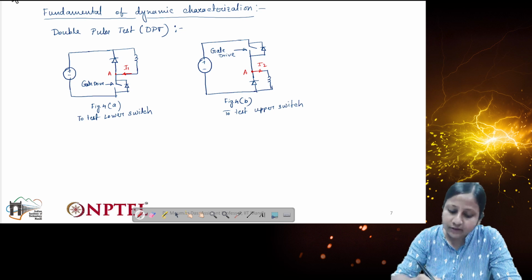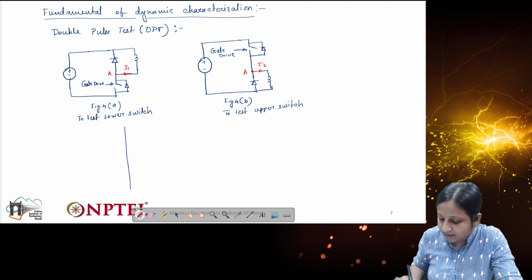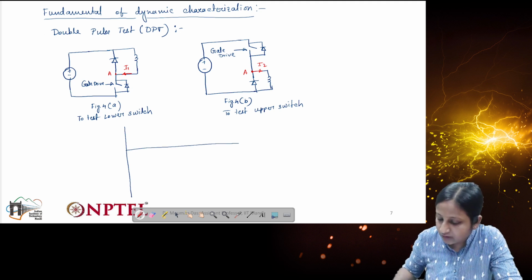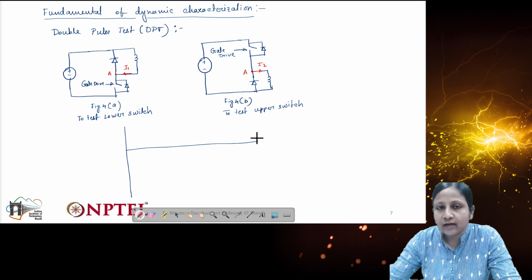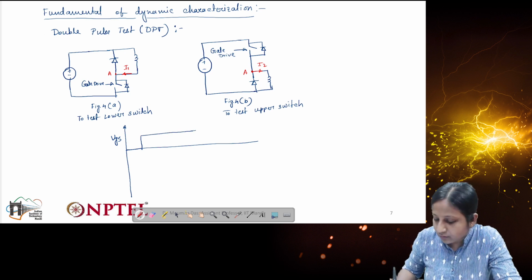Now how will the pulses look? The pulses will be such that we have a sufficient amount of time so that the inductor current can flow and reach a value where we can measure the current, but the inductor should also not saturate. Double pulse, from the name you can understand, will have two different pulses. The first pulse will have a significantly higher width, and the second pulse will have a lower width.